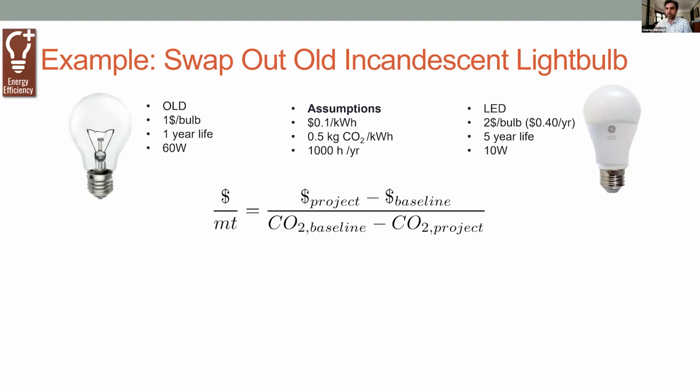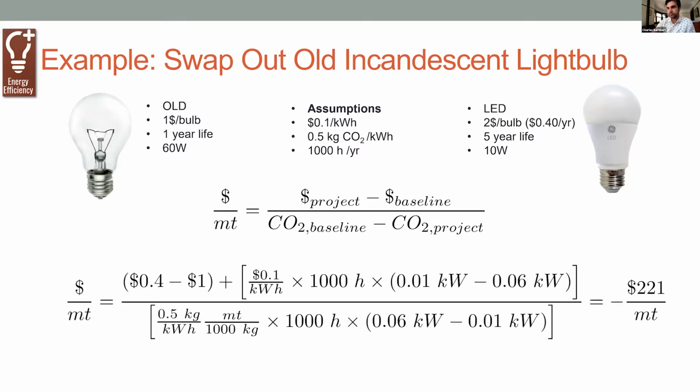So here we go. Here's the marginal abatement cost, dollars per metric ton, project minus baseline. So the project is the LED, that's the carbon reduction measure. The baseline is the business as usual using an old light bulb. So here it all is. Here's the annual costs, or the annualized costs of the project, 40 cents per year, minus baseline $1 per year, plus the difference in operational costs. So this is still project minus baseline.